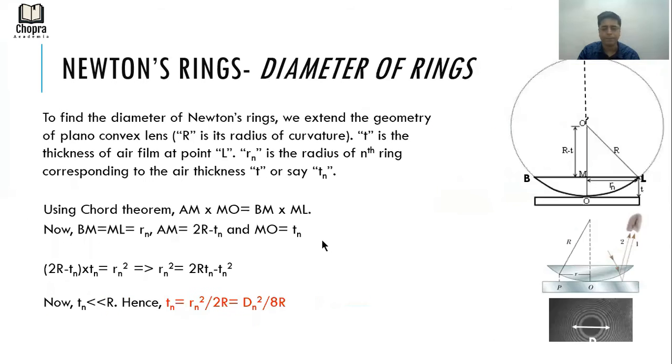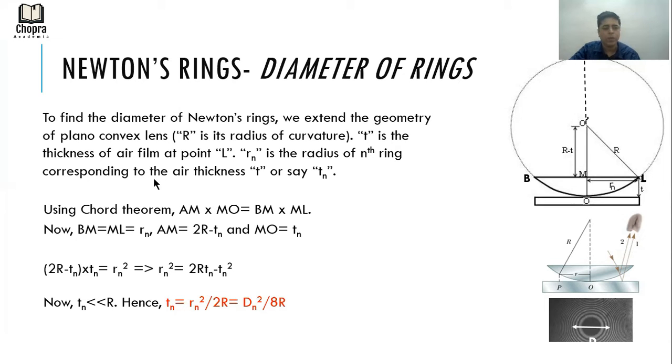To find the diameter of the ring, we extend the geometry of the plano-convex lens, where capital R is the radius of curvature of the plano-convex lens. That is BOL here, if I have to say. t is the thickness of the air film at point L. rn is the radius of the nth ring corresponding to the air thickness t, or as I said earlier, you can call it tn because it corresponds to some nth ring with radius rn.